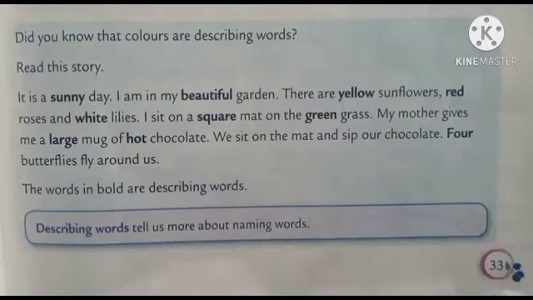Okay, children, see further. I sit on a square mat. What kind of mat, children? Square mat. So, the word square is a describing word because it is telling us about the mat. I sit on a square mat on the green grass. What kind of grass, children? Green grass. So, the word green is telling us something more about the noun. It is a describing word or an adjective.